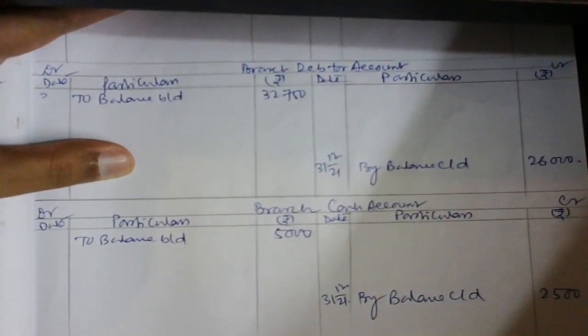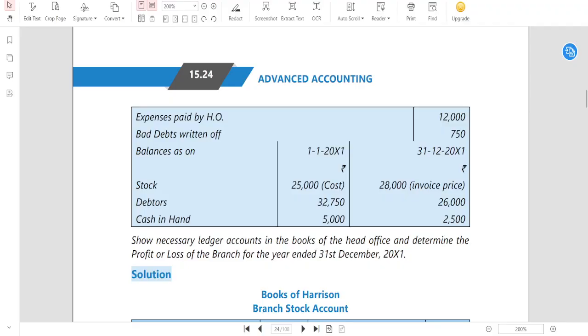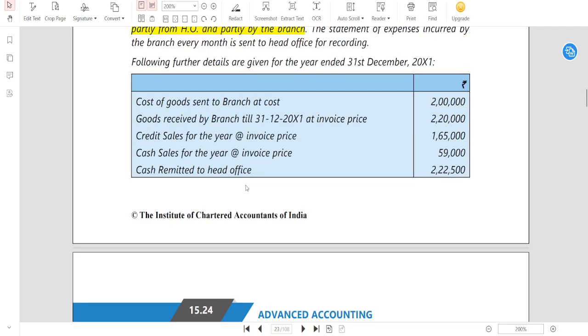Done, sir, completed. Now see, we have plotted all the closing balances here. Now one by one, guys. After this, goods received by branch till 31st December 2021 at invoice price. It means goods received by the branch till 31st December 2021 at invoice price. So goods received. Can anyone tell me what this actually means?